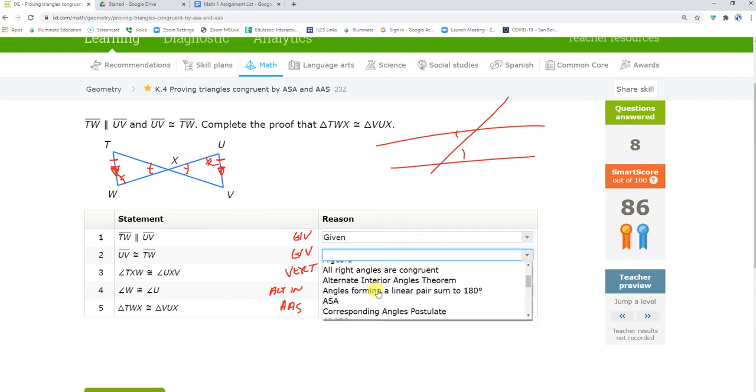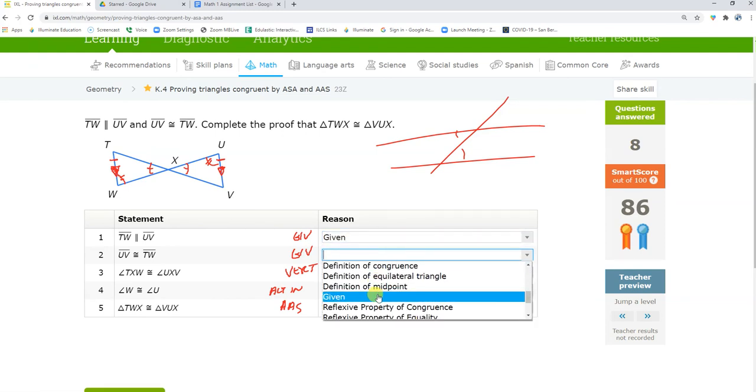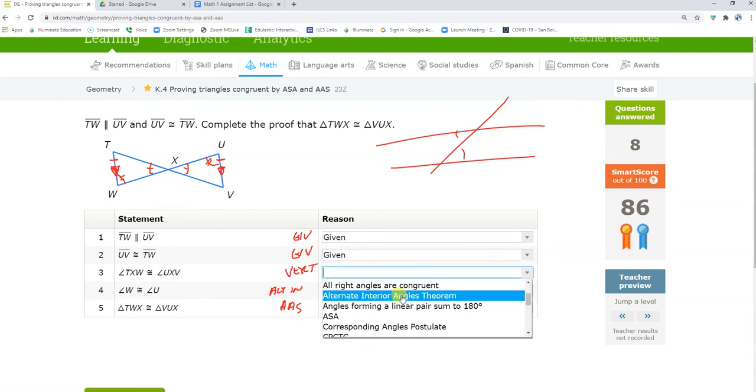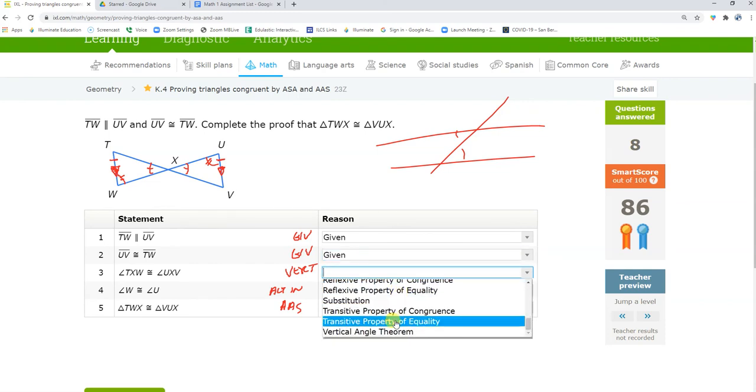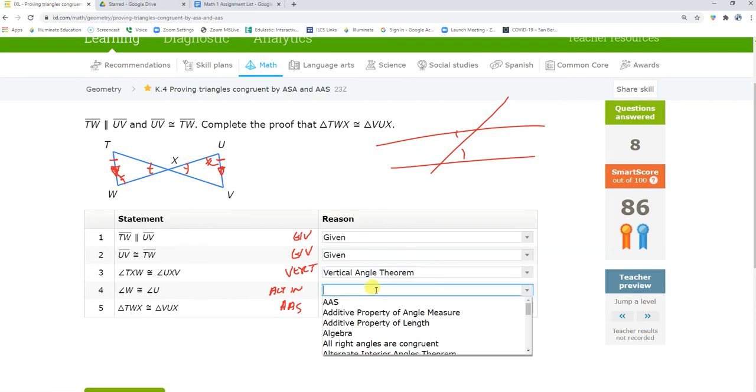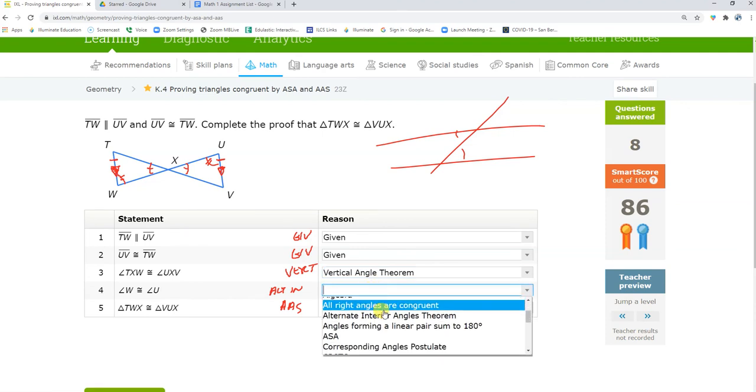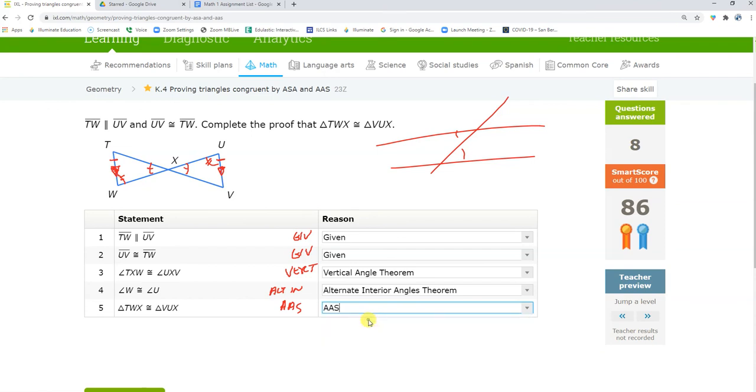Given, given, vertical angles, alternate interiors, and angle, angle, side.